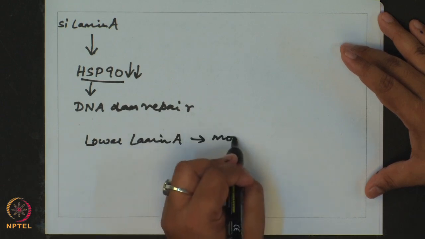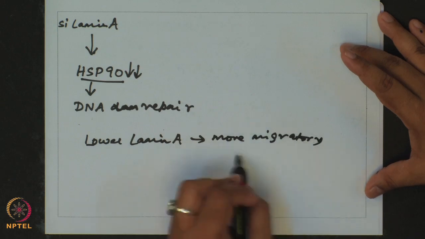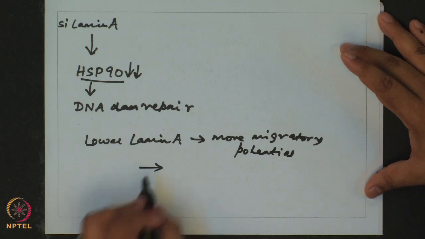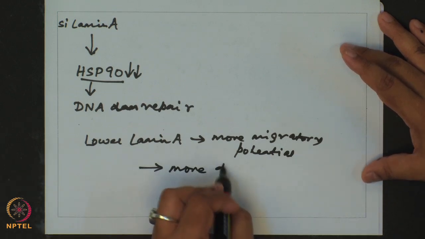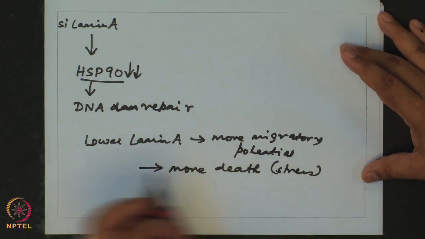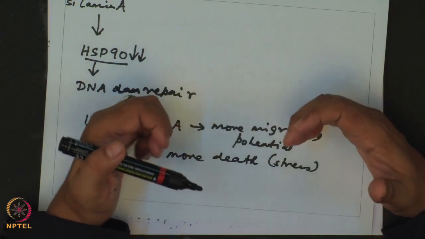So, this shows that lower Lamin A leads to more migratory potential, but it also leads to more death due to stress. So, essentially you need to optimize the amount of Lamin A so that you are deformable and can migrate, and you do not die.